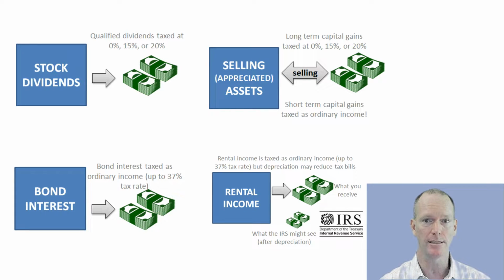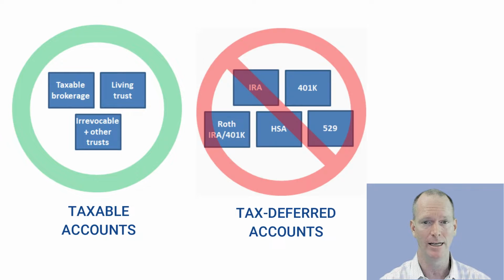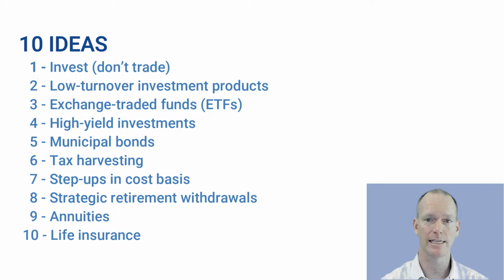This only applies to taxable accounts. So those are accounts like your taxable brokerages, your living trust, your other kind of trust. It doesn't apply to retirement accounts, IRAs, 401ks, and things like that. I'm going to discuss 10 ideas or 10 strategies to reduce these investment-related taxes. Some of these are pretty well known, but some of them aren't.